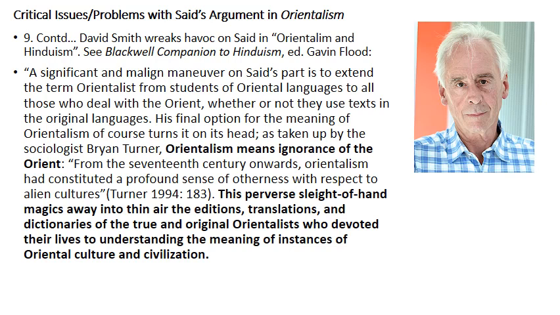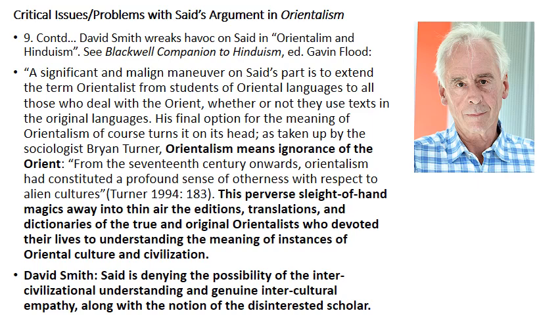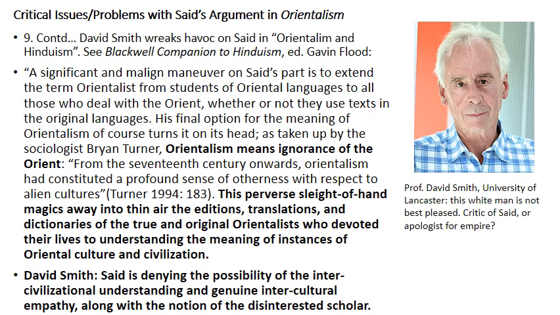So he says, a significant and malign maneuver on Said's part is to extend the term Orientalist from students of Oriental languages to all those who deal with the Orient, whether or not they use texts in the original languages. His final option for the meaning of Orientalism is, of course, that it turns it on its head. As taken up by the sociologist Brian Turner, Orientalism means ignorance of the Orient. From the 17th century onwards, Orientalism had constituted a profound sense of otherness with respect to alien cultures.